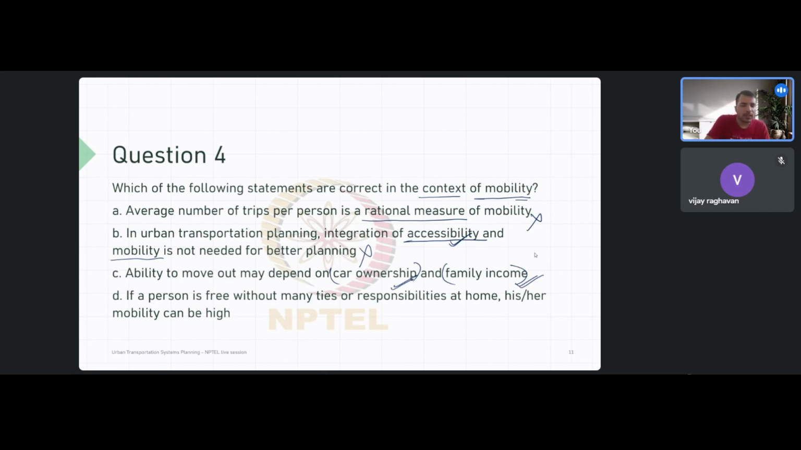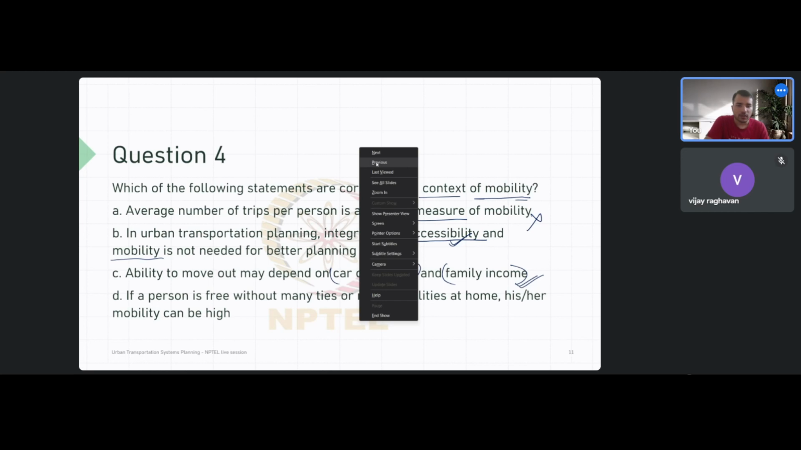If a person is free without many ties or responsibilities at home, his or her mobility can be high. So this is obvious, because if a person is free, he can travel to far away places, but if he has responsibilities at home, he cannot go very far. He needs to come back quickly. He needs to make shorter trips. So in that case, mobility will be affected.